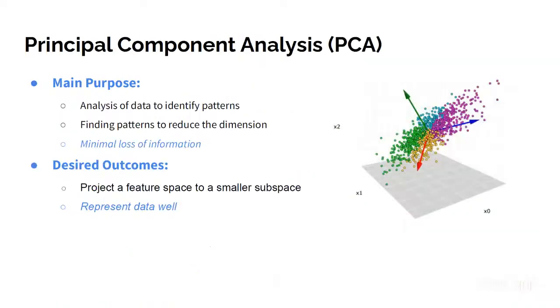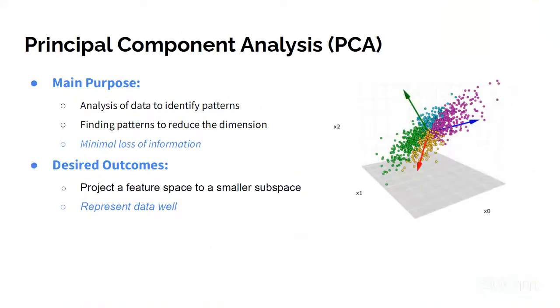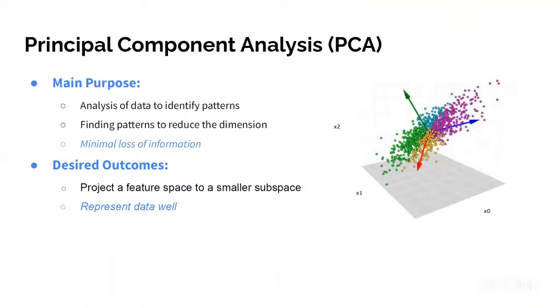That's why you need principal component analysis. The main purpose of principal component analysis is to find patterns and reduce the dimension, like I want to reduce from 4 to 3 or 2. You project a feature space to a smaller subspace and hope that it represents the data very well. But if you go from 4D to 3D, you might lose information. You don't want that to happen. A minimal loss is fine. You don't want to lose much information.